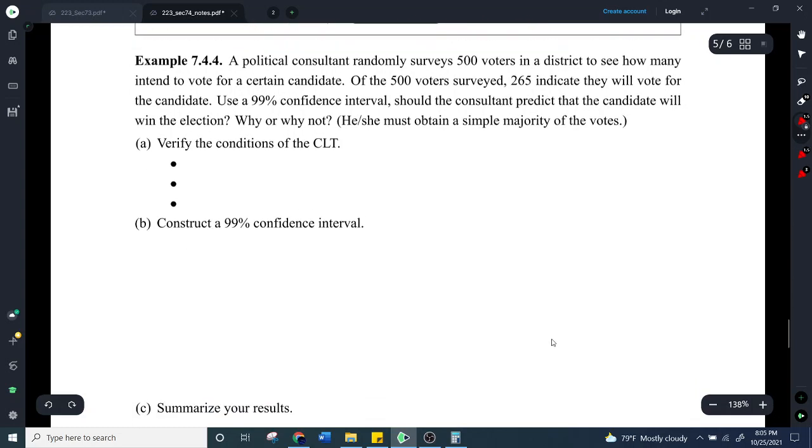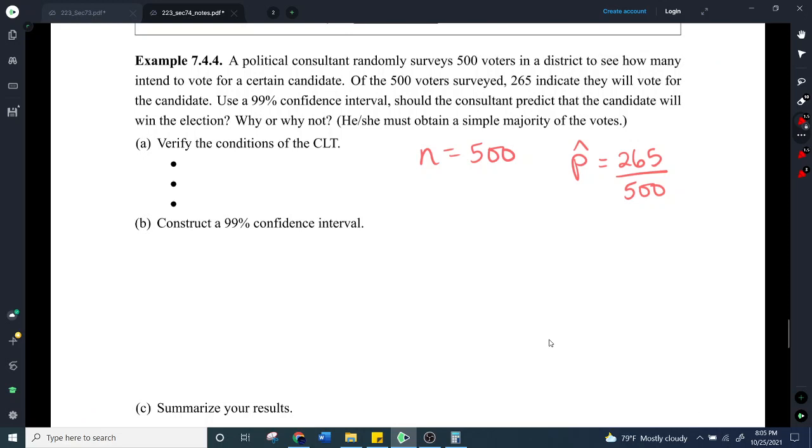Okay, let's do another example here. It says a political consultant randomly surveys 500 voters in a district to see how many intend to vote for a certain candidate. Of the 500 voters, 265 indicated that they will vote for the candidate. So let's write a few things down here. N is equal to 500, and then P hat, we're going to have to compute that in a second. That's going to be the 265 out of the 500 that we surveyed.